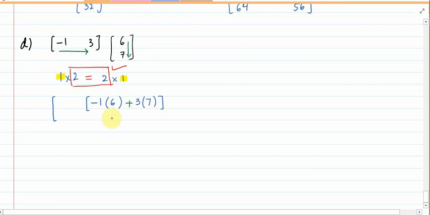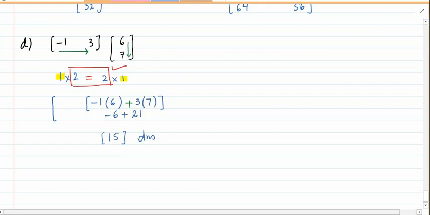Now you need to add them. Minus 1 times 6, minus 6. 3 times 7 is 21. So 21 minus 6, that is 15. That is your answer. You can see that it has only one row and one column that is defined by our condition. So 15 is the answer.